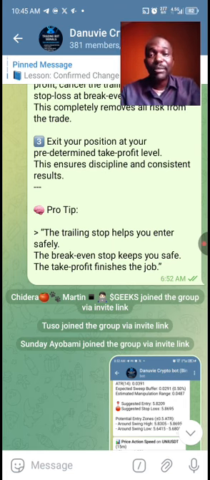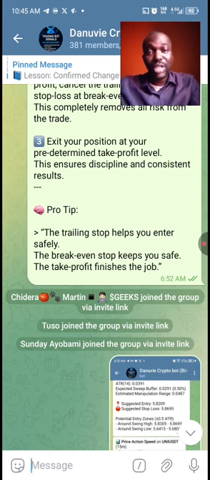The break-even stop keeps you safe in the sense that when your trade is moving in your direction and you are making money, your stop loss stays there so that no matter what happens, your account balance is no longer at risk. It's at break even. So even if it comes down to your stop loss, it's going to take you out with no loss at all to your account balance.